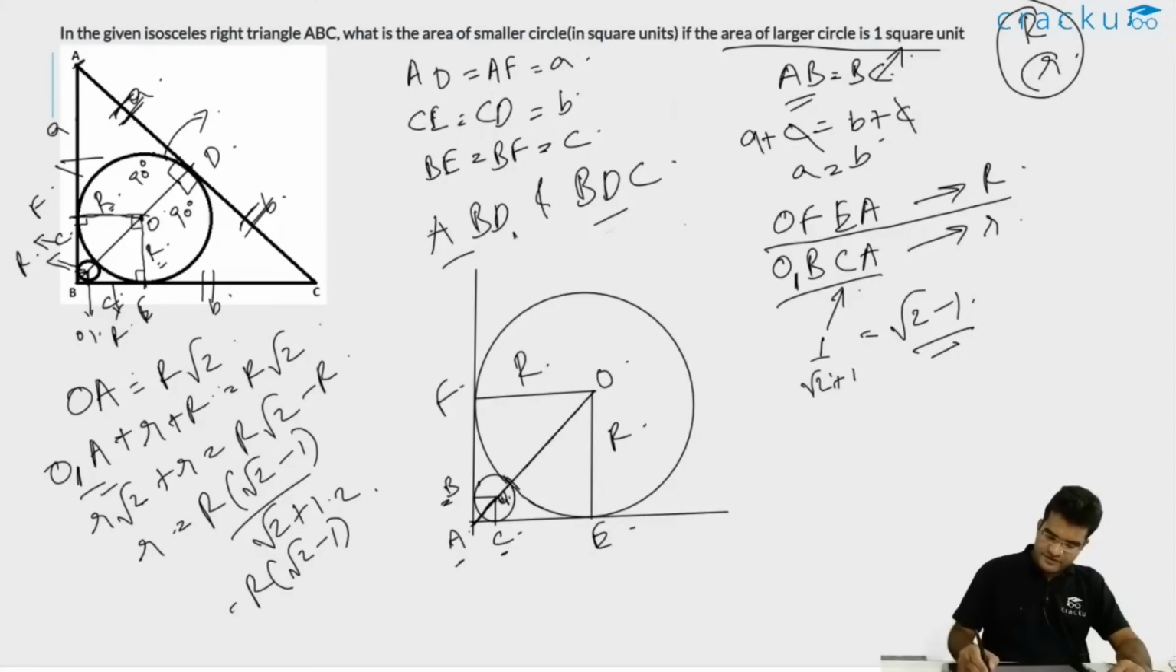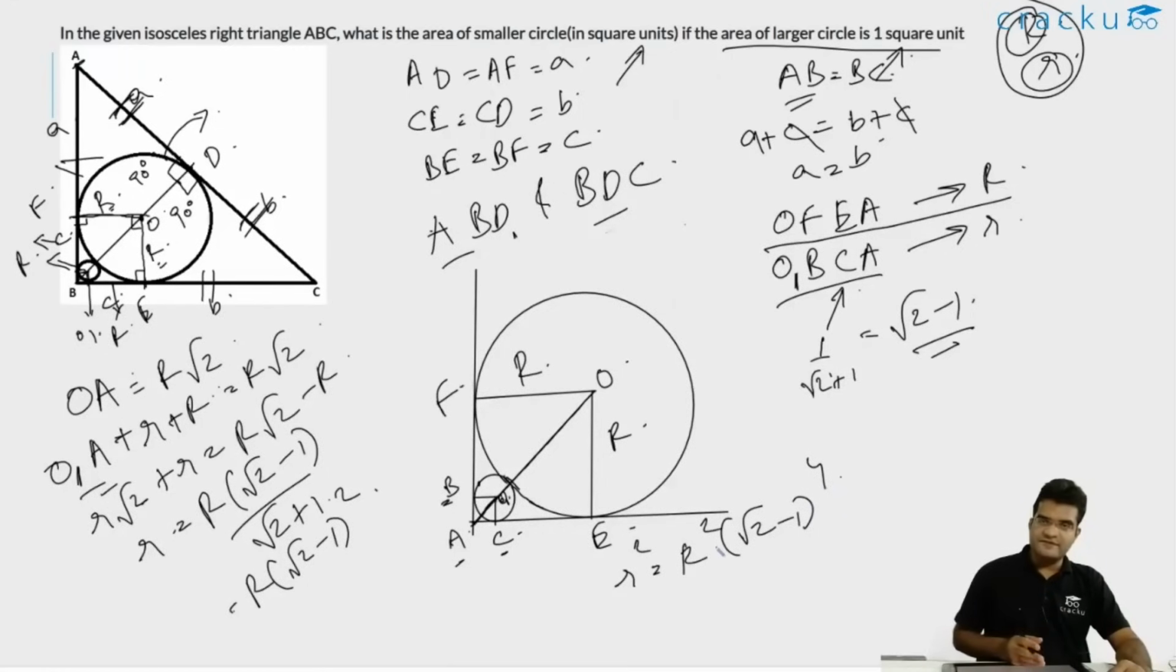So now we have found out the value of small r in terms of capital R. To find out the area of the smaller circle in terms of the area of the larger circle, we just have to find out the ratio of the squares. That is, small r square is equal to capital R square into root 2 minus 1 to the power 4.